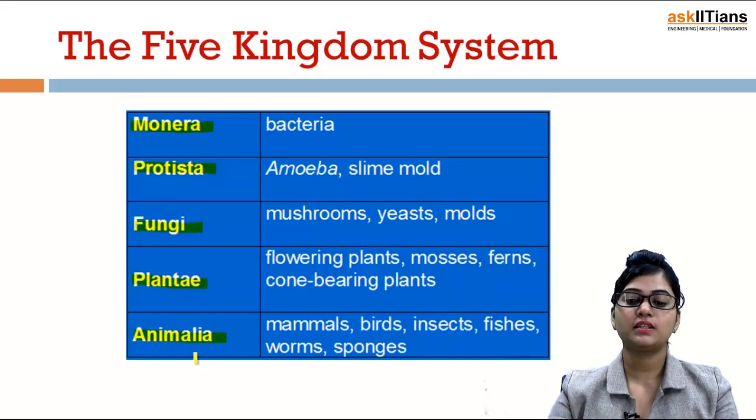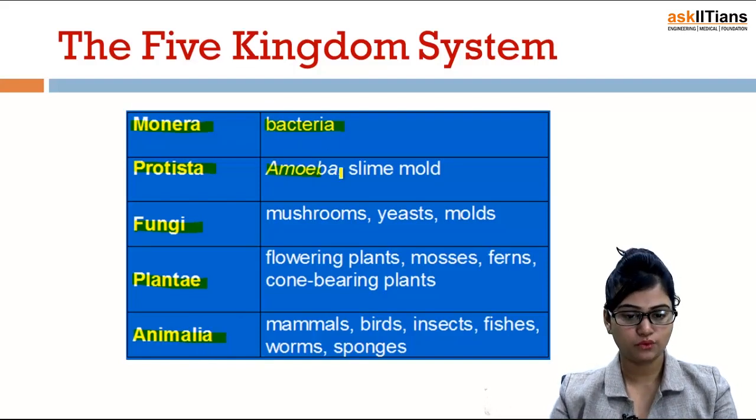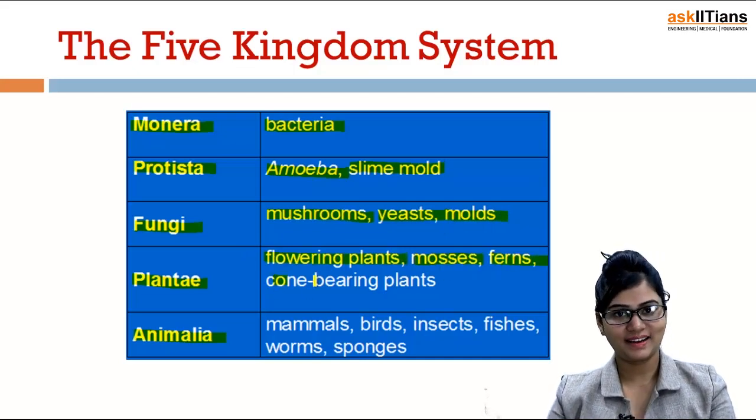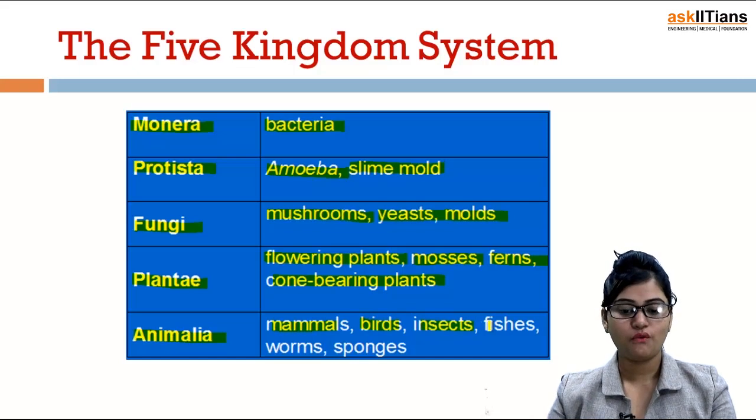So Monera consists of all the bacteria. Protista has amoeba and slime mold. Fungi are like mushrooms, yeast, molds. Plantae has flowering plants, mosses, ferns, cone bearing plants. Animalia: mammals, birds, insects, fishes, worms and sponges.